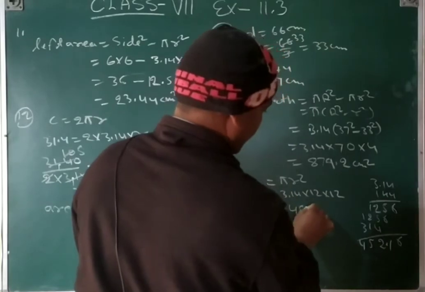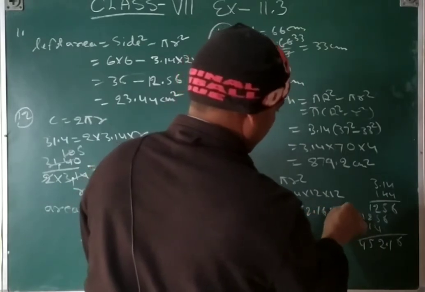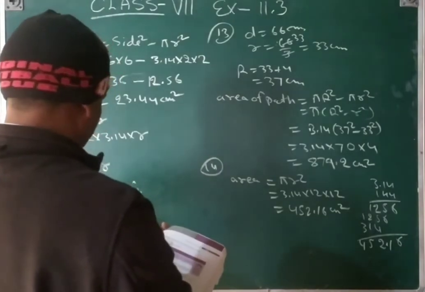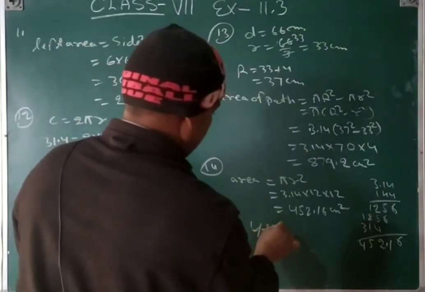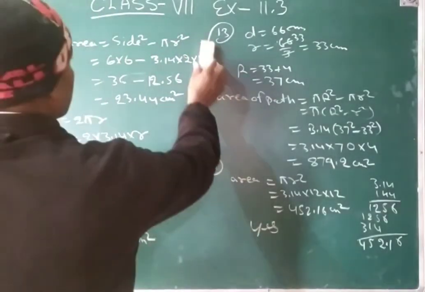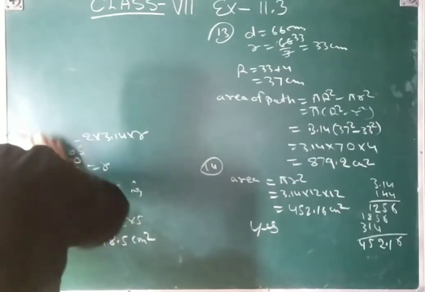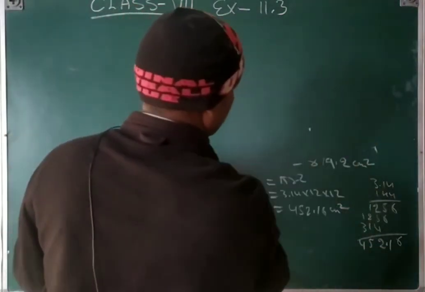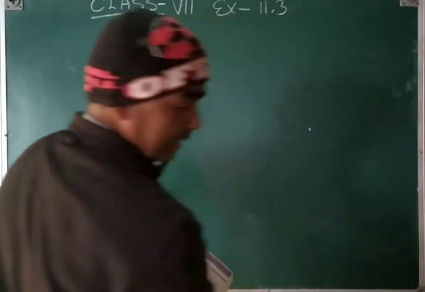that is a 452.1 centimeter square, and then area is given 314. So that will be, yes, that will be entire of that one. And then 15, 16, 17, the 3 questions are left in this exercise.